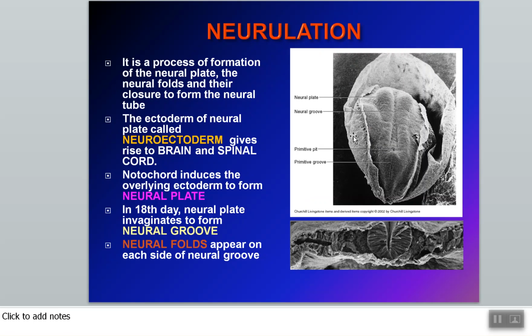And this picture shows the neurulation, and I want to talk about the neurulation after a short break.